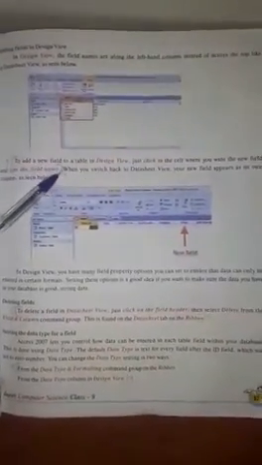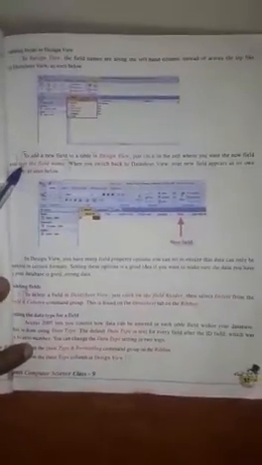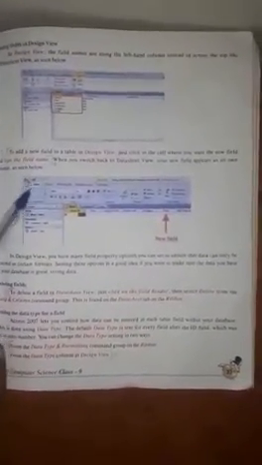Okay, how to add a new field to a table in design view? Just click in the cell where you want the new field, and type the field name. Just click in the cell in design view, then type the field name. Cell means one box.